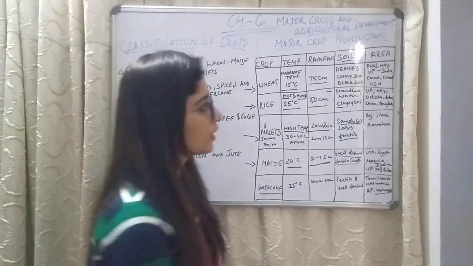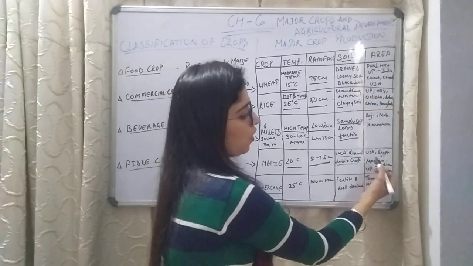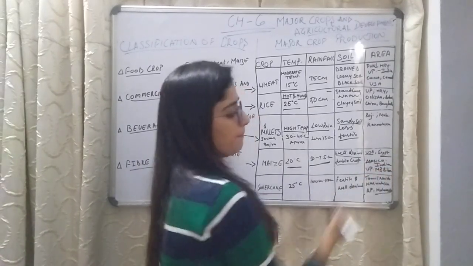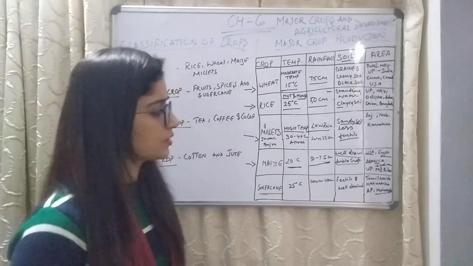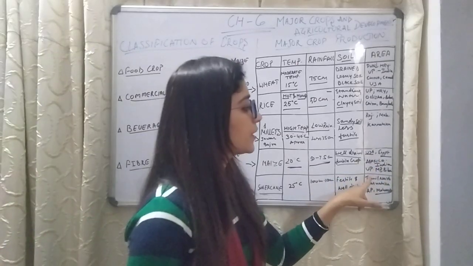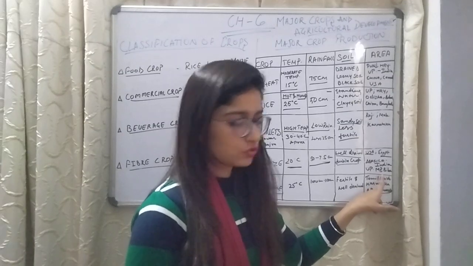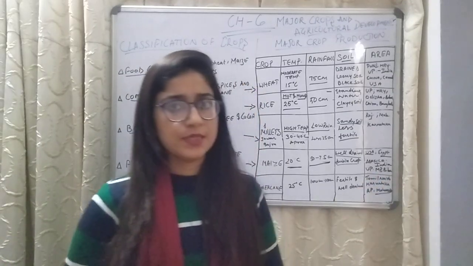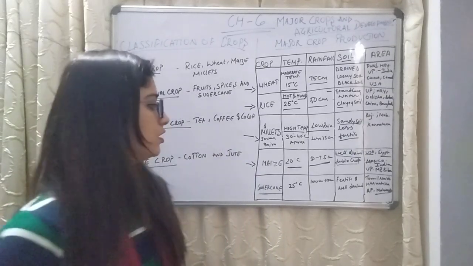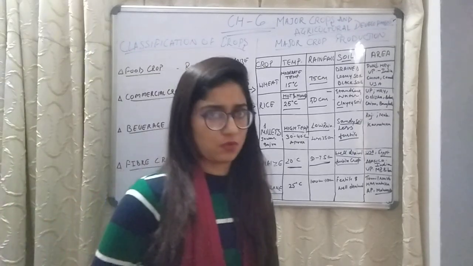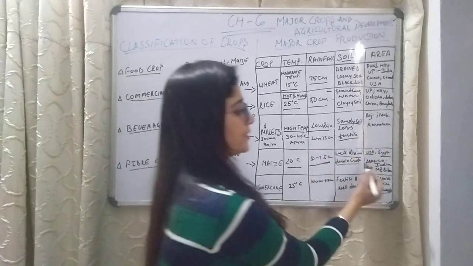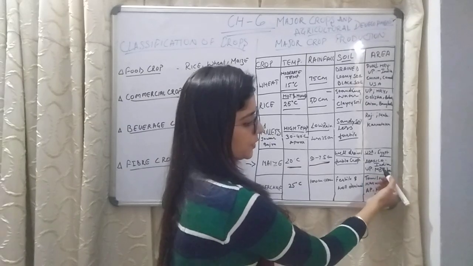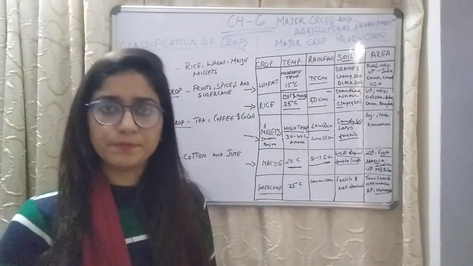Now the areas, if we talk about other countries, they are USA, Egypt, Mexico. And in India, UP, that is Uttar Pradesh, MP means Madhya Pradesh, and Bihar. These are the major states where maize is being grown.